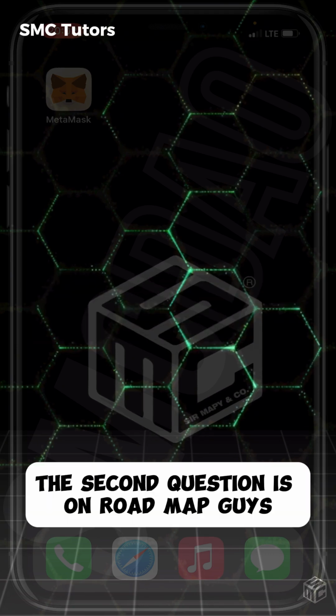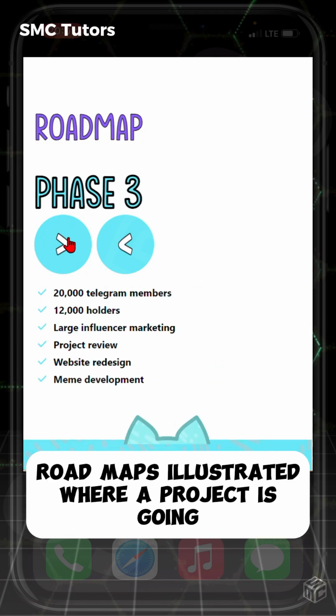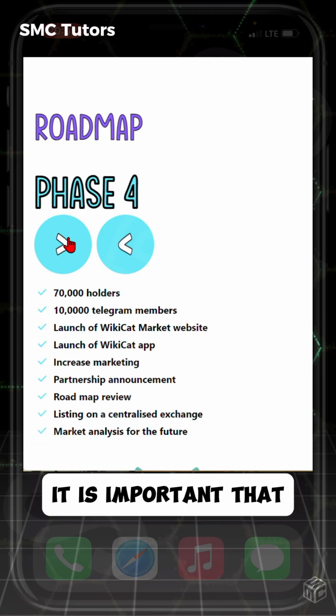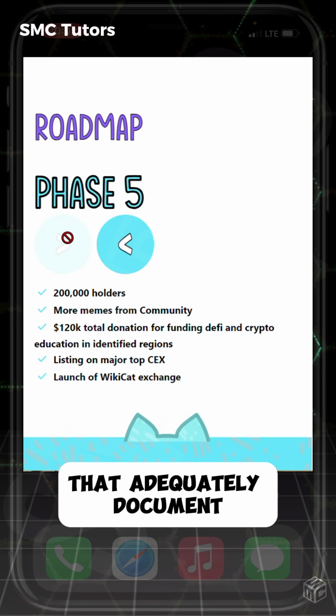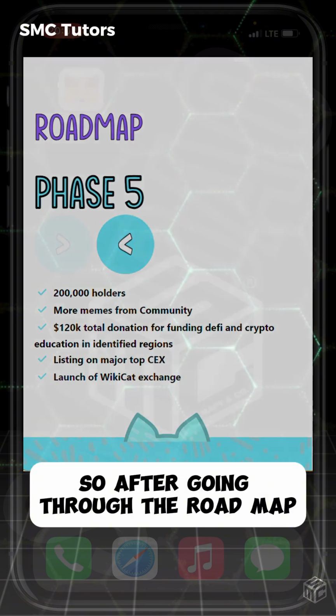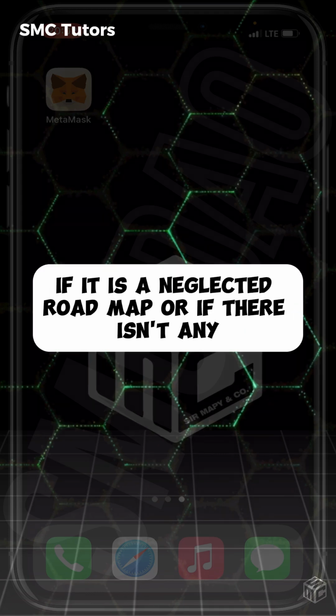The second question is on roadmap. Guys, roadmaps illustrate where a project is going and how it intends to get there. It is important that the roadmap provides clear, specific goals that adequately document the progression of the project. So, after going through the roadmap, ask yourself whether it is current and up to date. Run for your life if it is a neglected roadmap or if there isn't any.